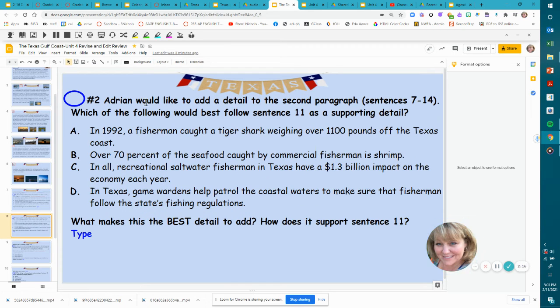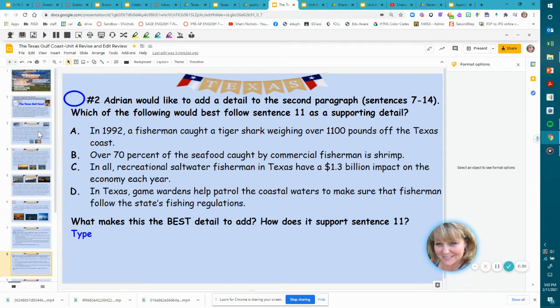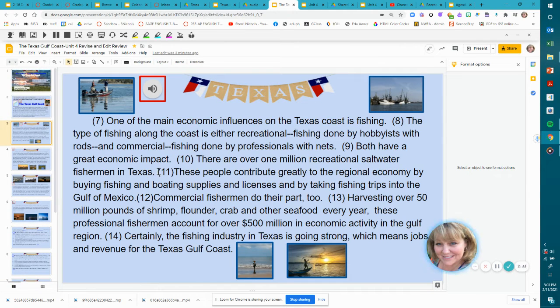Next, Adrian would like to add a detail to the second paragraph, sentences 7 through 14. Which of the following would best follow sentence 11 as the supporting detail? Again, you have to read up to sentence 11. You want it to follow this sentence and figure out how it ends 11 and segues to 12. That's kind of your hint there.